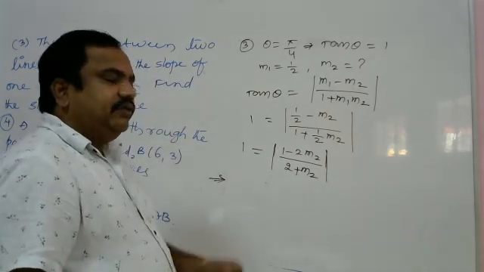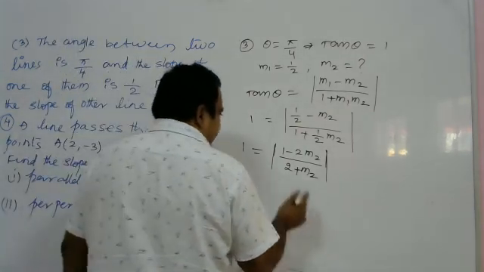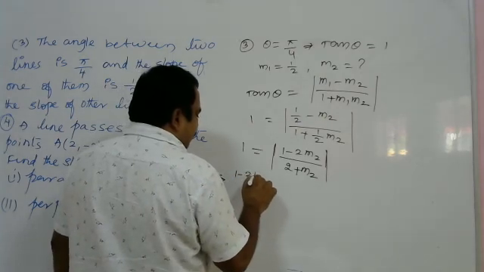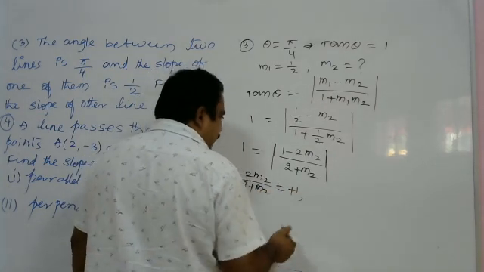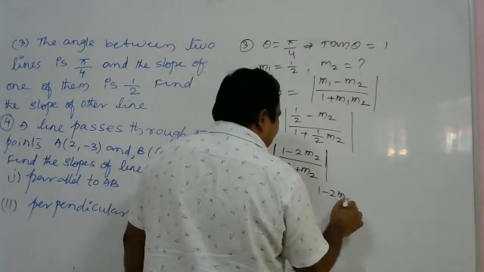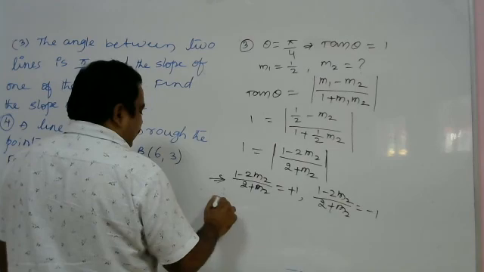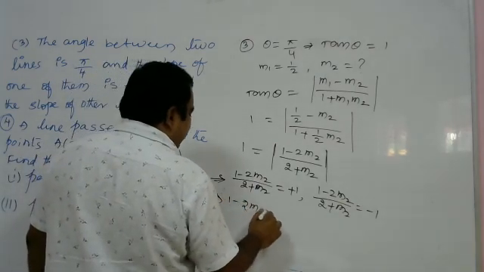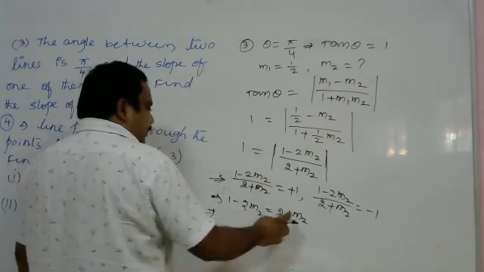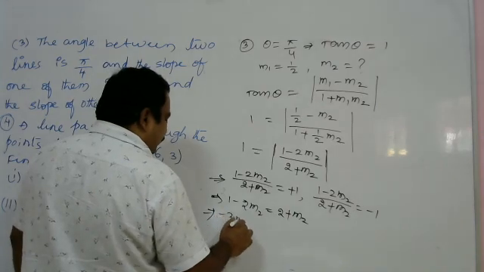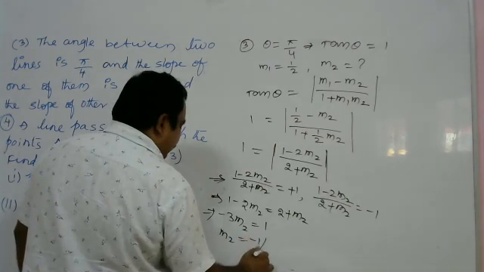The most important thing is, when we remove the modulus, we are going to get plus or minus. So 1 minus 2 m2 by 2 plus m2 is equal to plus 1, and 1 minus 2 m2 by 2 plus m2 is equal to minus 1. Doing cross multiplication, 1 minus 2 m2 equals 2 plus m2. Bringing this side, minus 3 m2 equal to 2 minus 1, which is 1. So therefore m2 equal to minus 1 by 3.